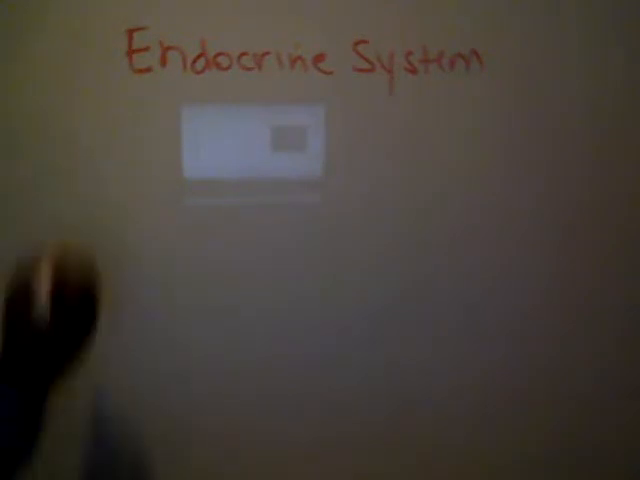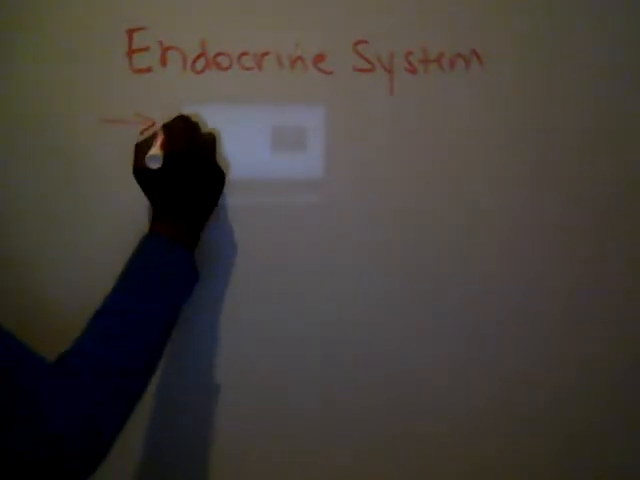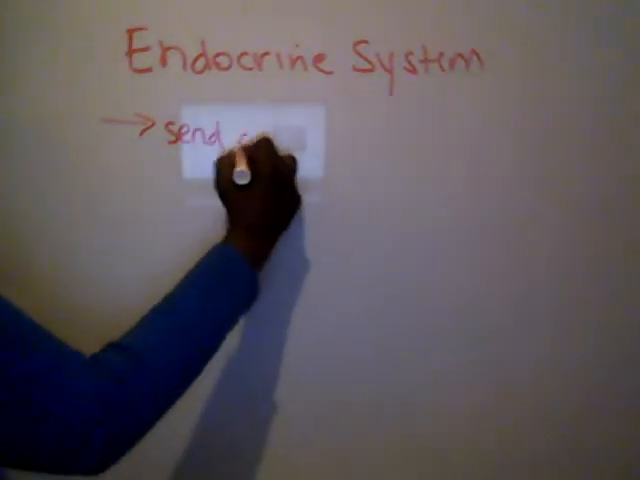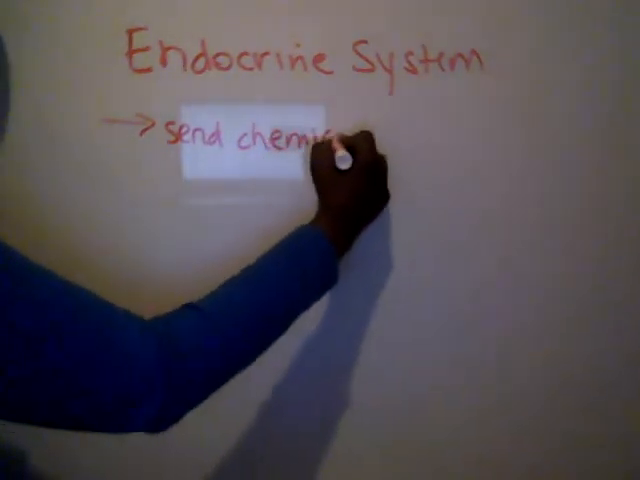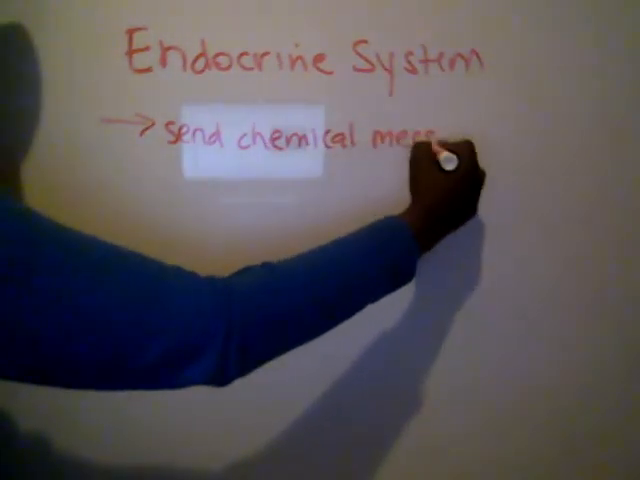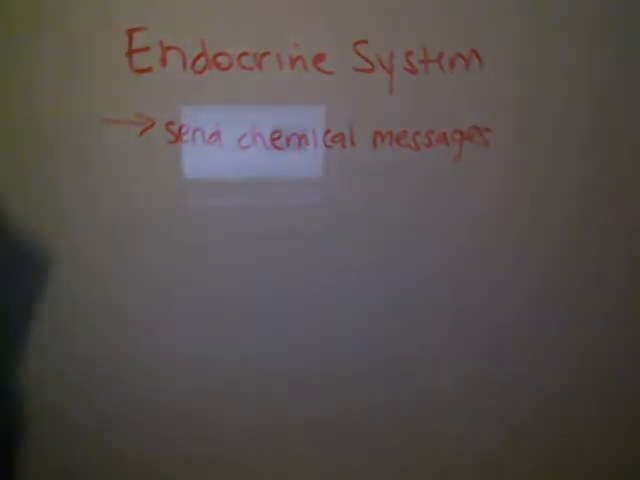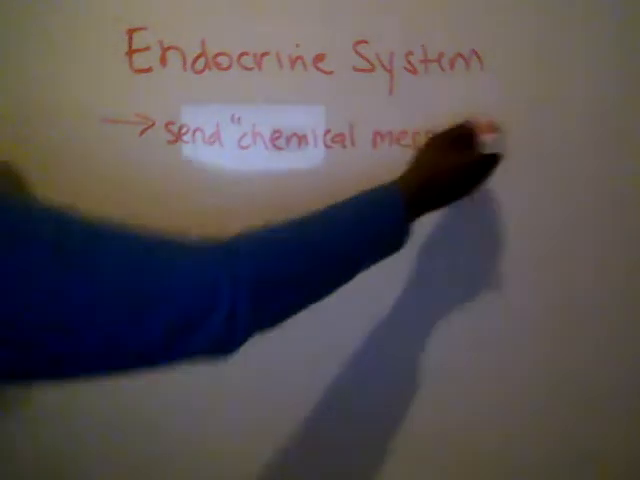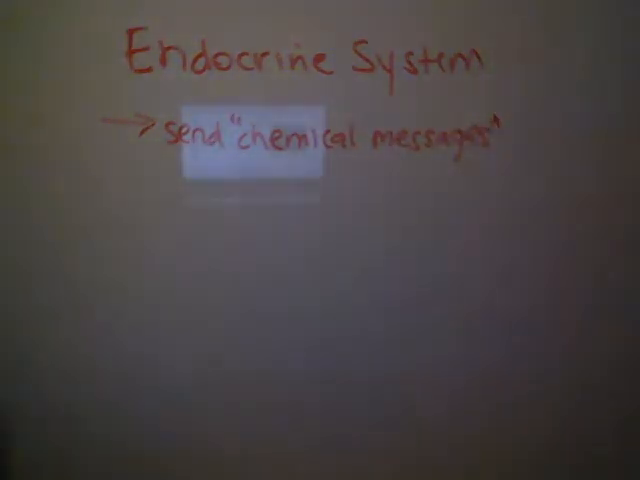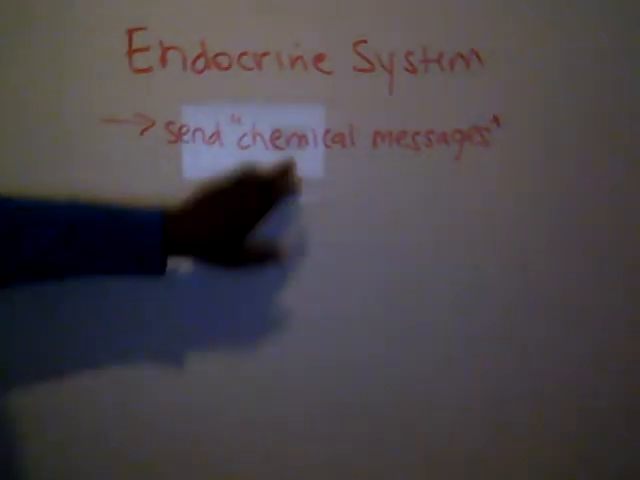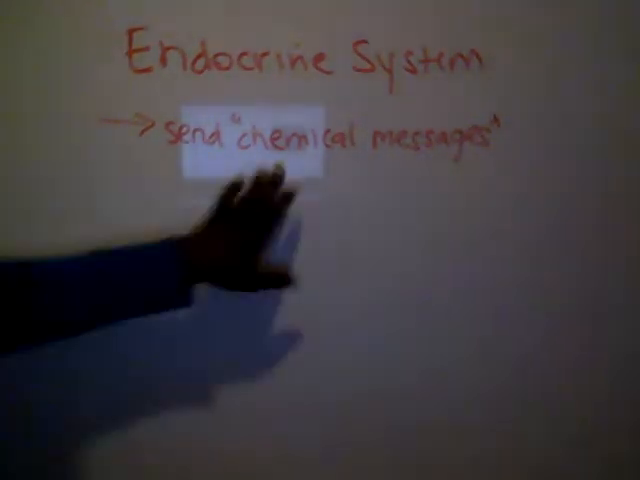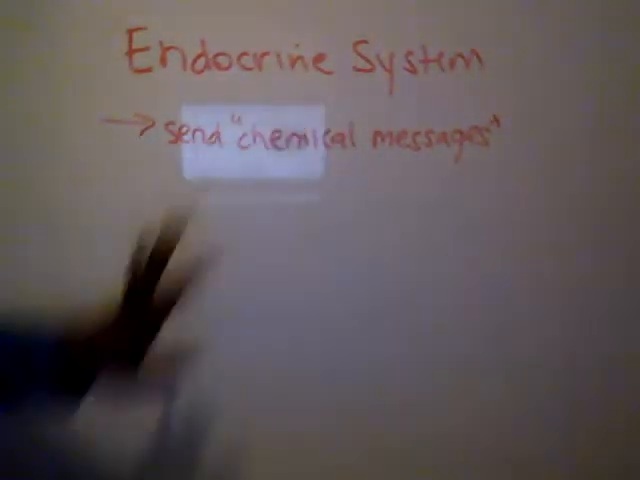Okay, so the endocrine system, its main function is to send chemical messages. Okay? And so we've talked about chemical messages before. This is kind of just a general term that we use a lot of times in biology. So let's spend a few minutes trying to differentiate between when we say chemical messages in the nervous system and what we mean when we say chemical messages in the endocrine system.